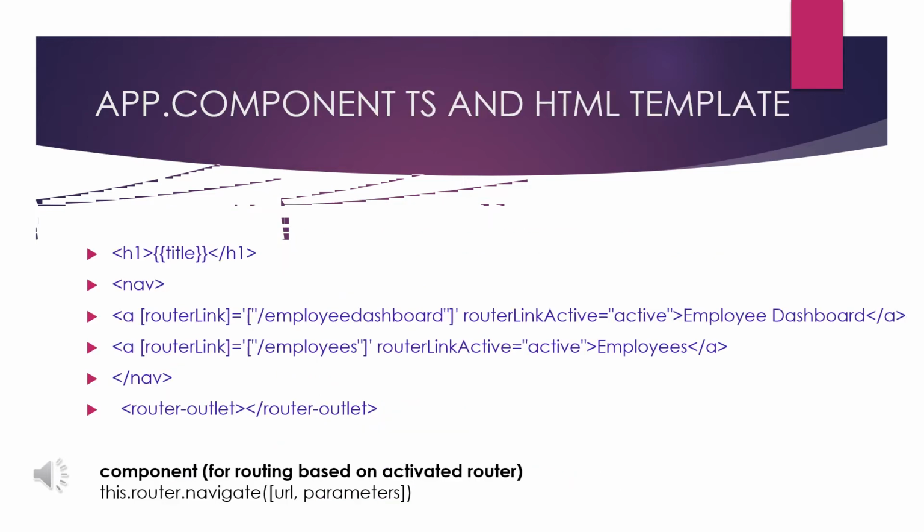Now I have an app component ts file and an app component template html file. In the app component ts, I am giving this.router.navigate with a URL and parameters. This means whenever a router navigation happens inside the html template file, it is backed by the component class, this.router.navigate. I will tell you in detail about the next thing. First you will see the template file. In the template file, I have an h1 tag.